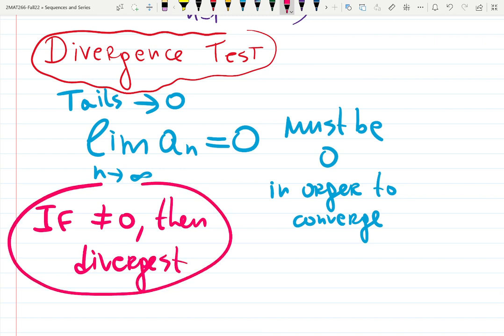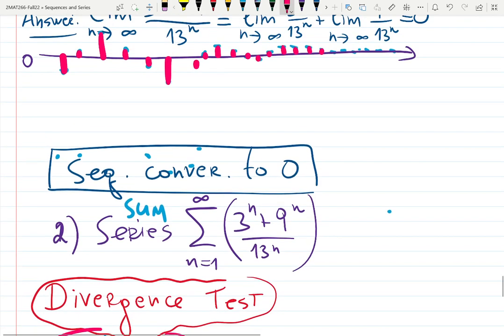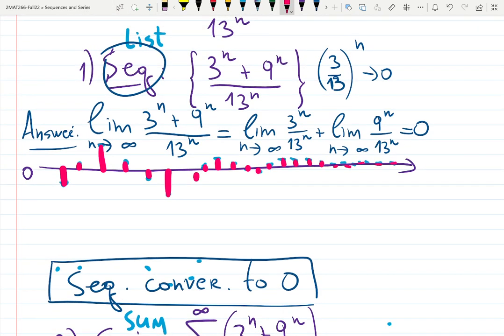Let me tell you this way. If the limit gives you 0, I call them tails, because they're like the ends, okay? The ends of the data, what is happening at the very tails. If the tails do not go to 0, we abort the mission, we don't talk about the series anymore, we just say it blows up, it diverges.